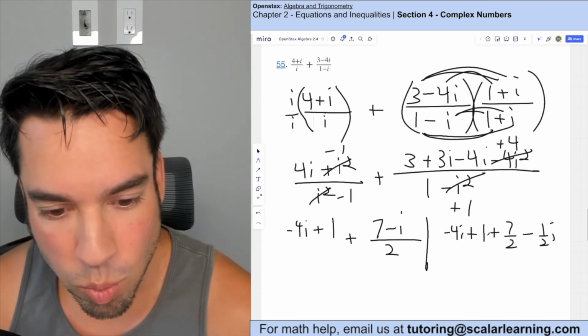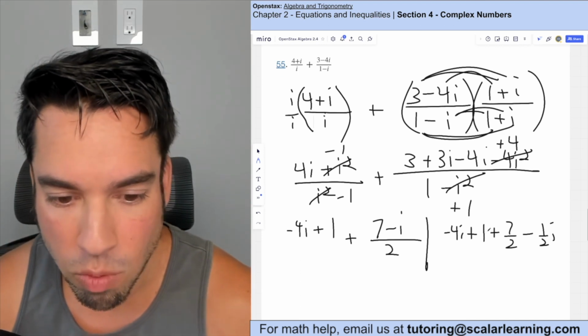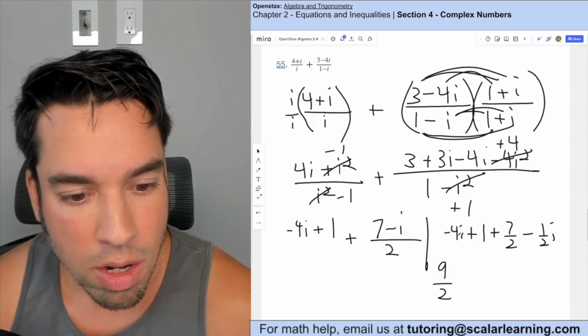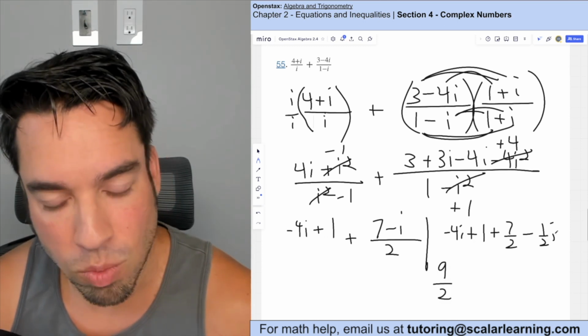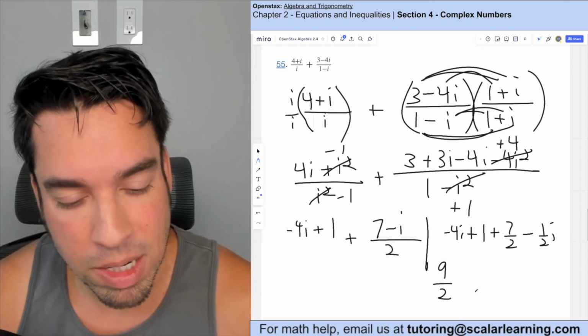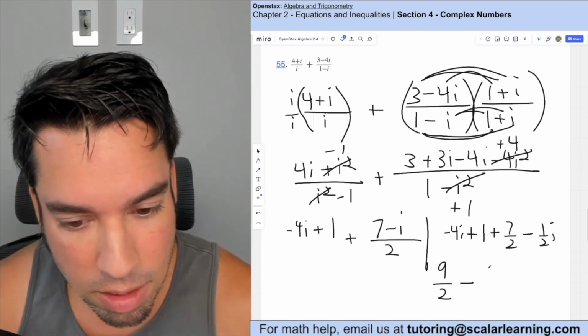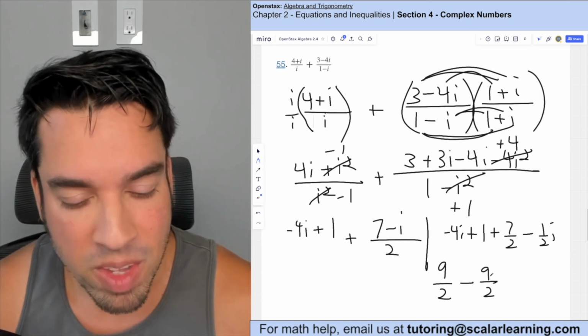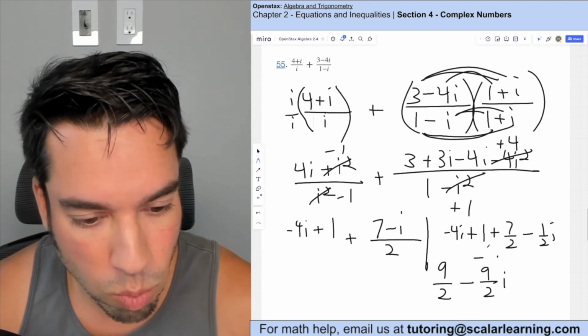Finally, combining like terms, 1 plus 7 halves is the same as 2 over 2 plus 7 halves, which is 9 over 2. And then negative 4i minus 1/2 i, that'd be negative 4.5i. But I'm going to keep it as an improper fraction, so I'll make it negative 9 over 2. 9 over 2 is the same as 4.5. Negative 9 over 2 i for the win.